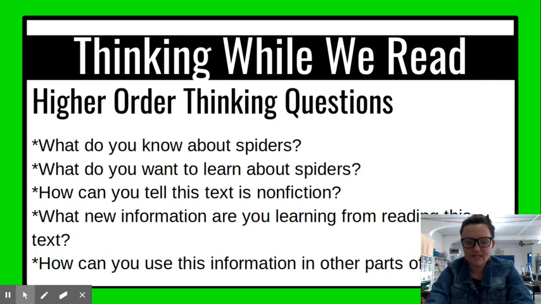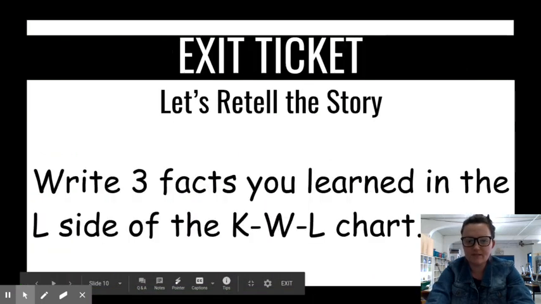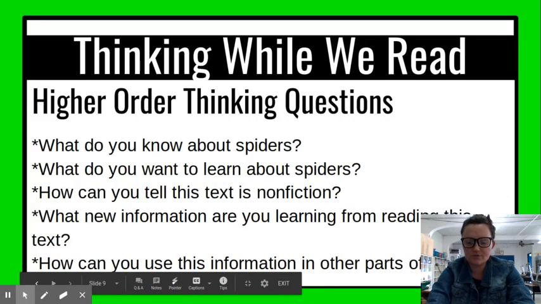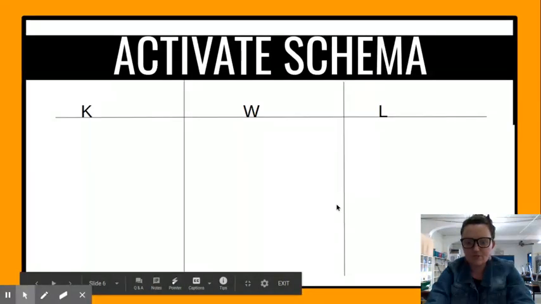Okay, now that you've had a chance to talk to someone about it, you're going to write 3 facts you learned in the L side of the KWL chart. So I'm going to show you what I'm talking about. So you're going to write 3 facts right here that you learned from the spider story.